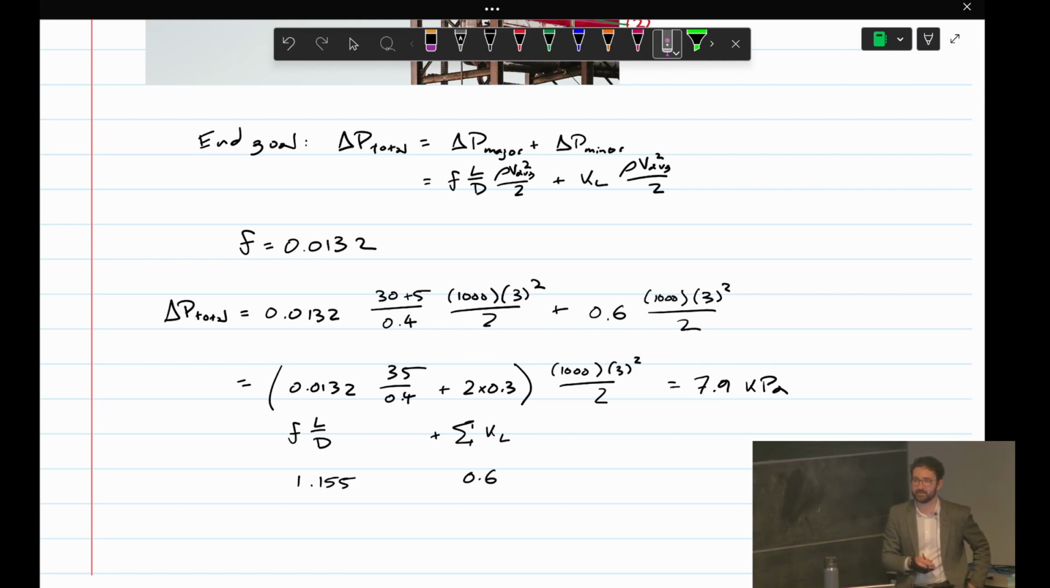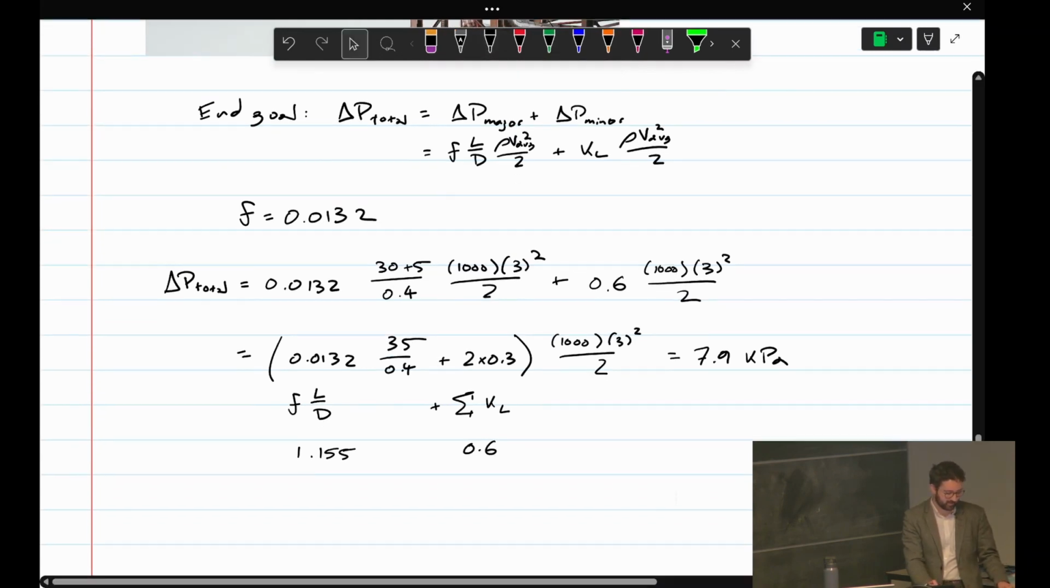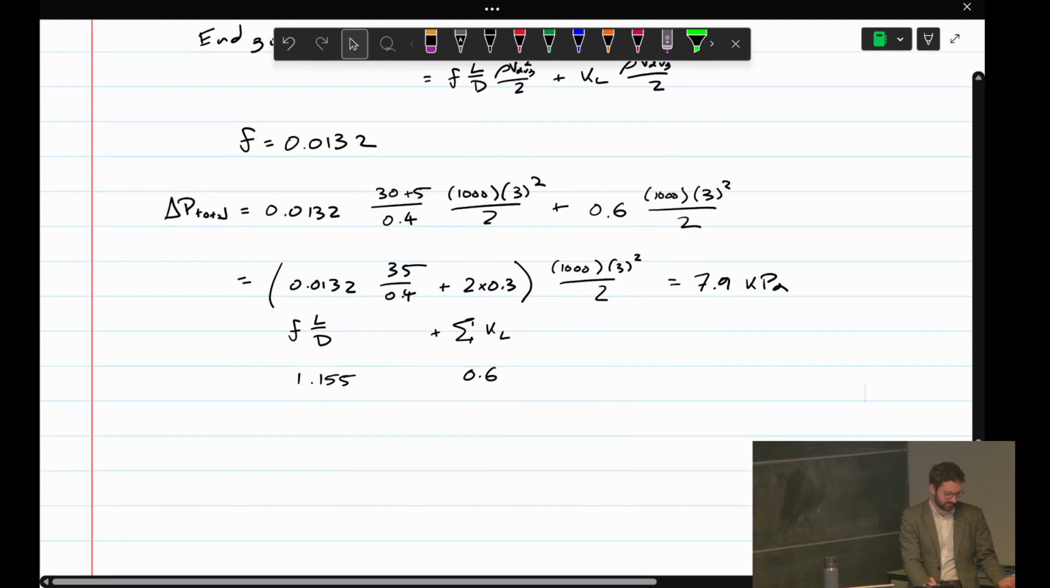Good question though. Any other questions? So that's why in the project, one of your deliverables is a table comparing the total major losses versus minor losses in your system. So maybe a hint is if you get your minor losses being bigger than your major losses, you've probably made a mistake in one of those calculations.